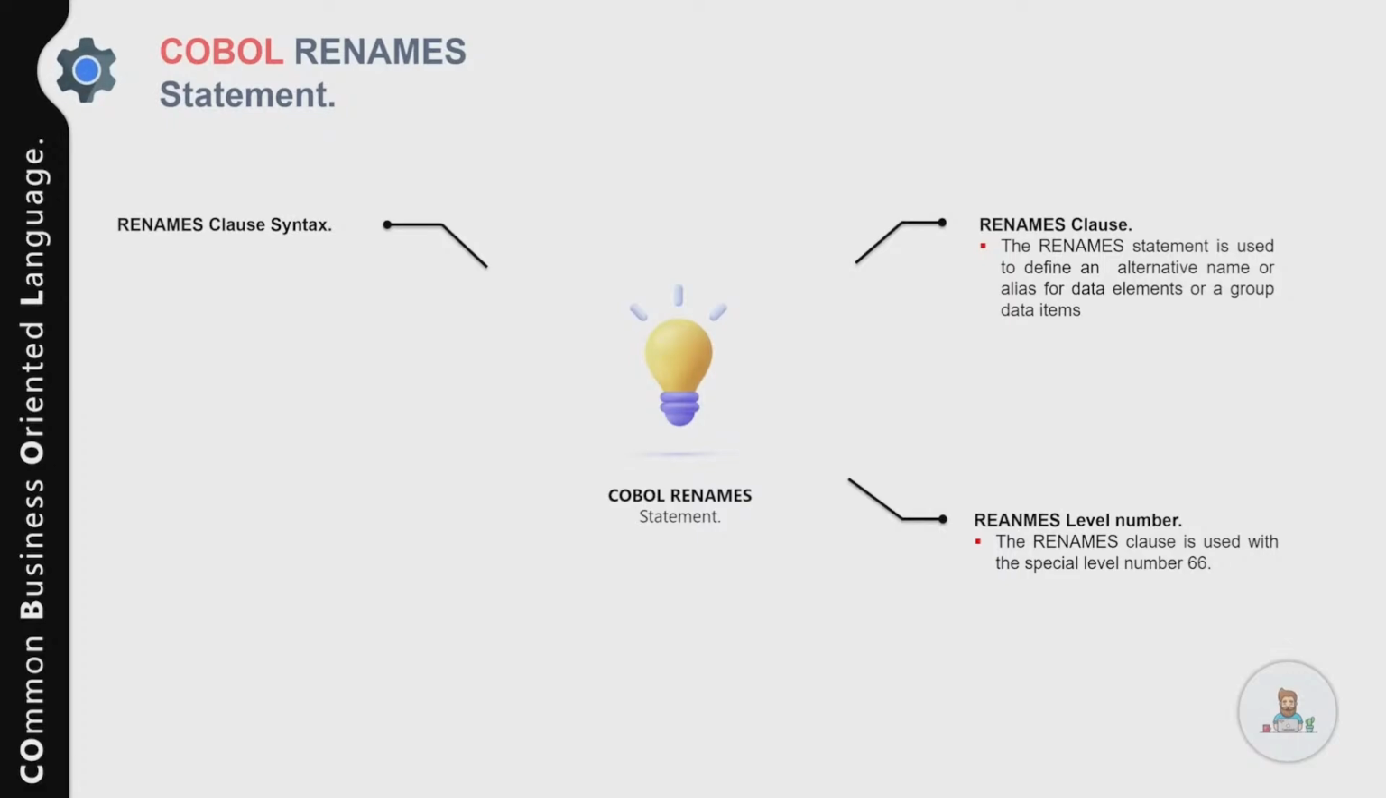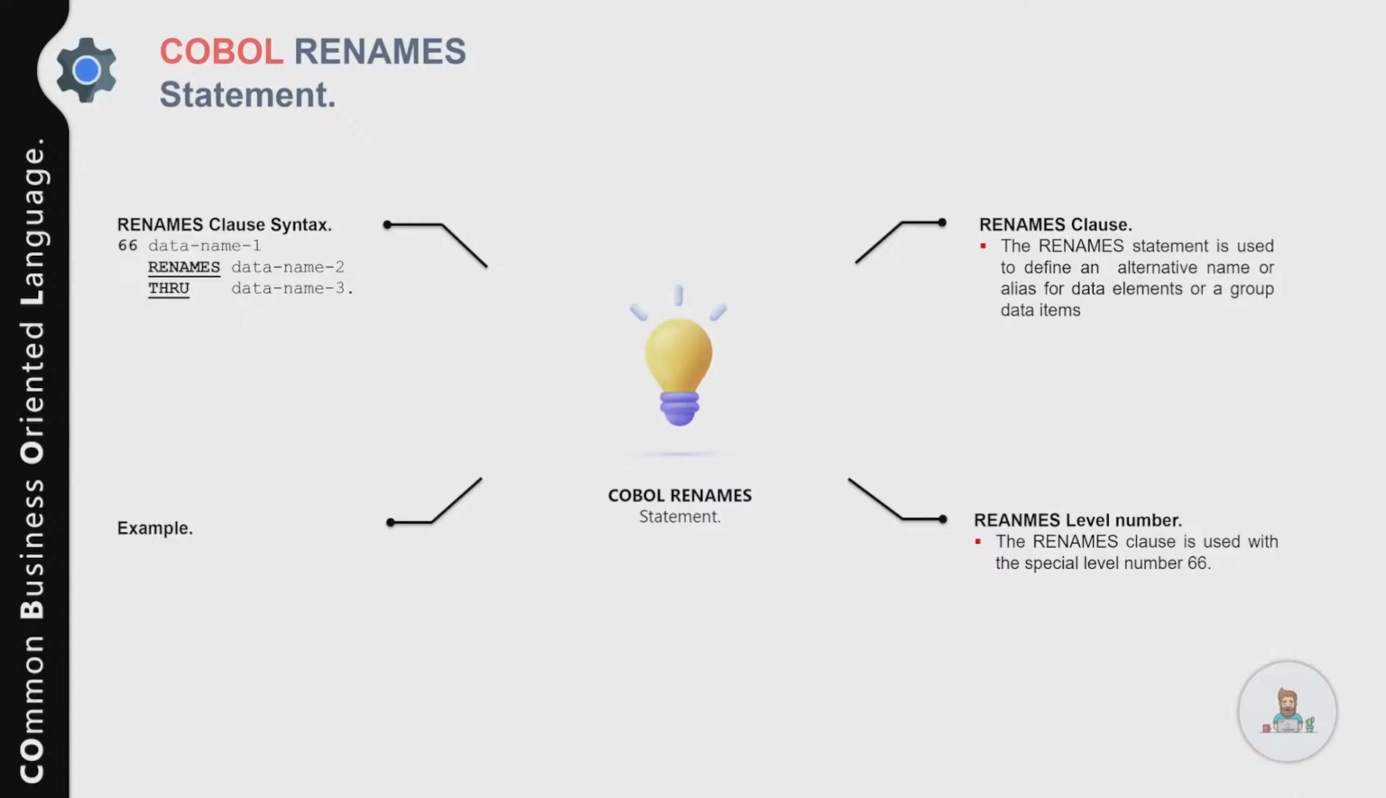Now let's talk about the syntax of the rename clause. The syntax is pretty simple and straightforward. You have level 66, which is used to define your rename clause. After that, you have data name 1, followed by the rename keyword. After that, you have data name 2. Then you have the keyword through, up till data name 3. Now, data name 2 through data name 3 is the original area of storage, and data name 1 is the new name that you can use to manipulate it.